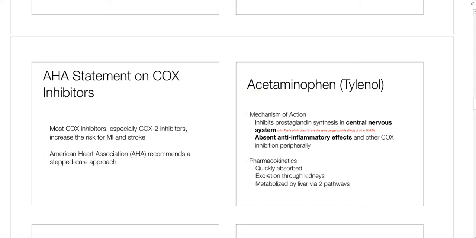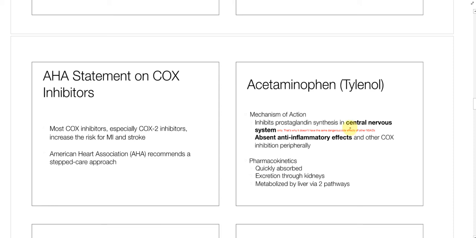Tylenol, acetaminophen, mechanism of action is going to be that it inhibits prostaglandin synthesis in the central nervous system. The other ones do it both in the CNS and the PNS, the peripheral nervous system. I'm getting it confused with parasympathetic. Now I'm confusing everyone. Okay.